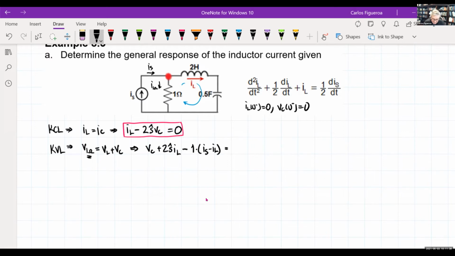So I'm going to clean this up. Let's say that I move all of the VCs to the right. So I'm going to go VC. Now I'm going to collect IL terms. Look at my IL terms. There's one right here. There's one right there. There's only one VC. So if I do this, I'm going to get 1 plus 2 S hat IL. And then look at my source term. I've got to take it to the other side. So then my source becomes IS. Here's my second equation right here.